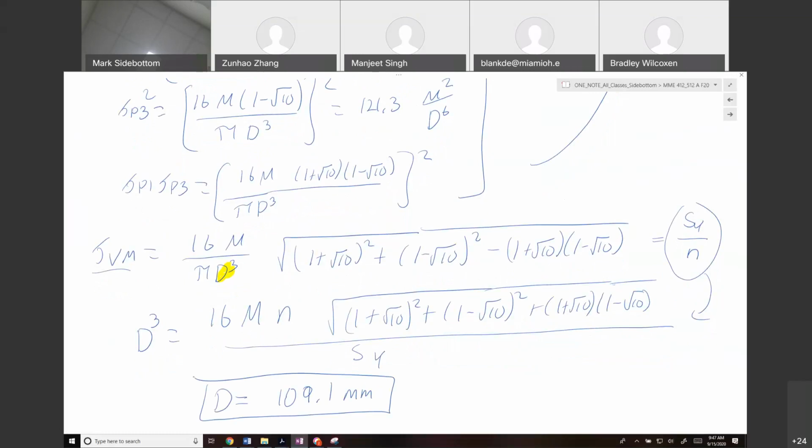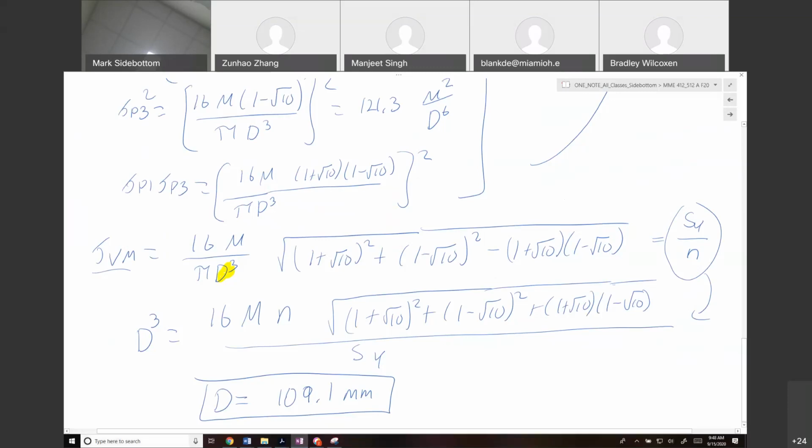So are there any questions about that process, in terms of the steps that you take to solve for either the Tresca stress or the von Mises stress, and then how you can rearrange the equation to solve for the diameter? Okay. There was a question in the chat.